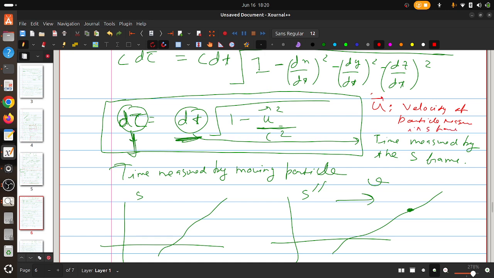What is d tau? D tau is the time measured by the moving particle. And what is dt? Dt is the time measured by the S frame, in the S frame, right? And the d tau is the time measured in the moving particle frame, right?